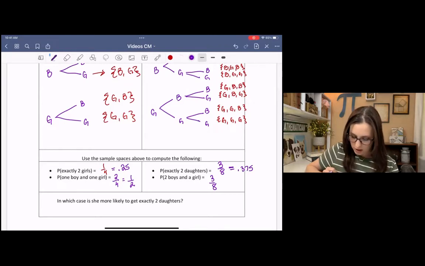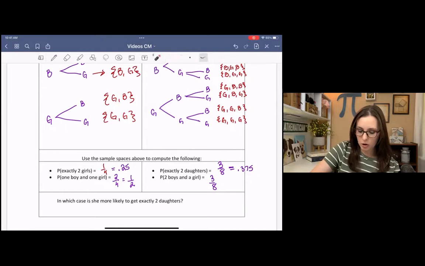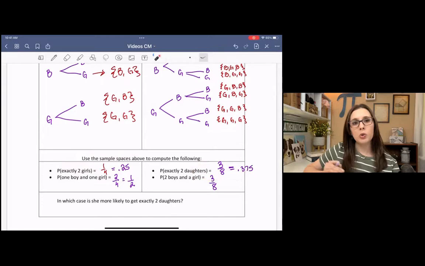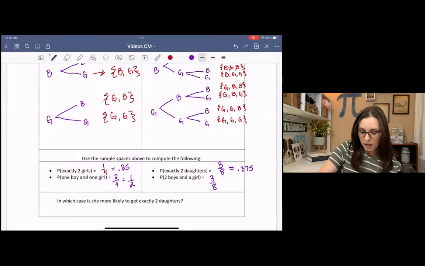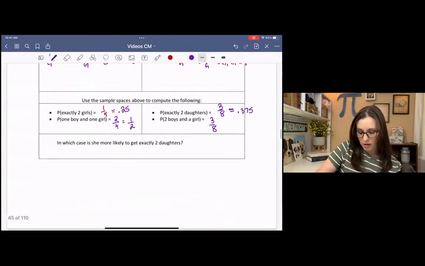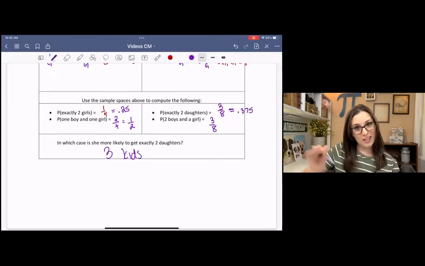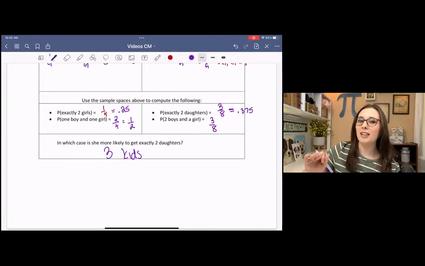Next question, it says, in which case is she more likely to have exactly 2 daughters? So if we look at the case of 2 children, and we look at the case of 3 children, which one gives her the higher probability? The higher probability is when she has 3 kids. So if she has more kids, she has a higher likelihood of having exactly 2 girls.